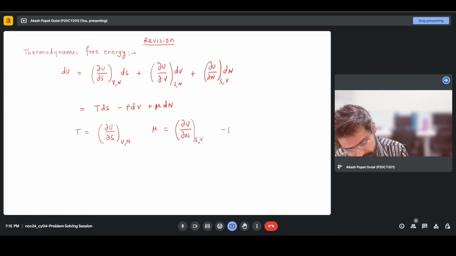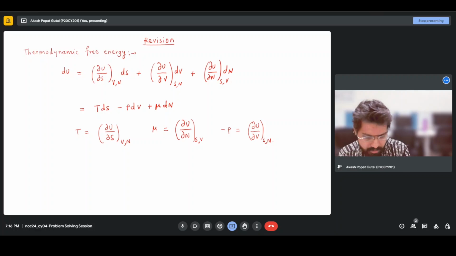The third quantity is minus P, which is equal to the change in internal energy over the change in volume at constant entropy and number. So minus P, we have also seen in previous lectures, is an internal pressure. Okay, del U by del V.